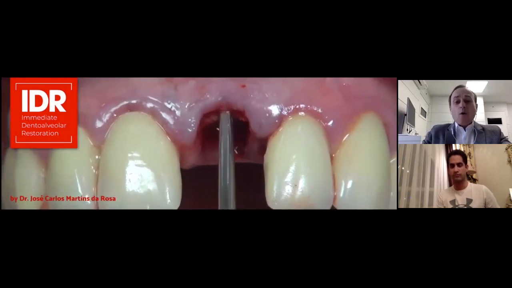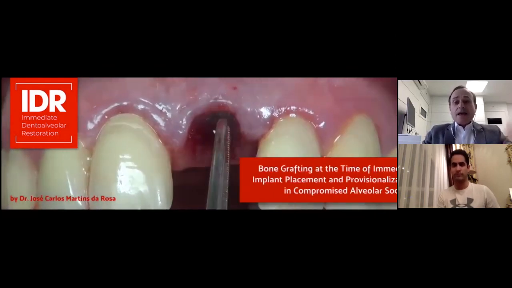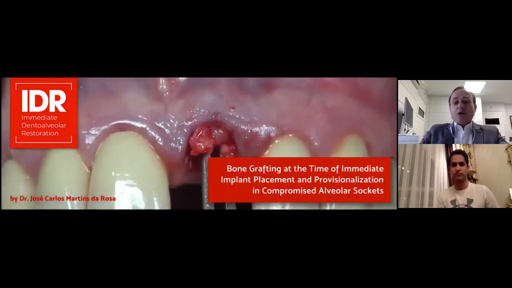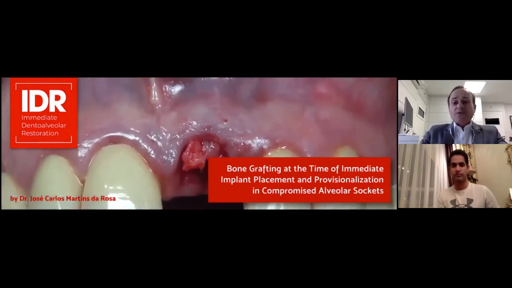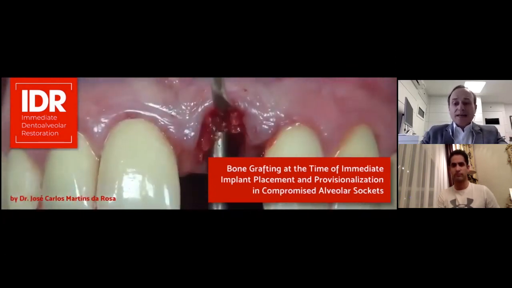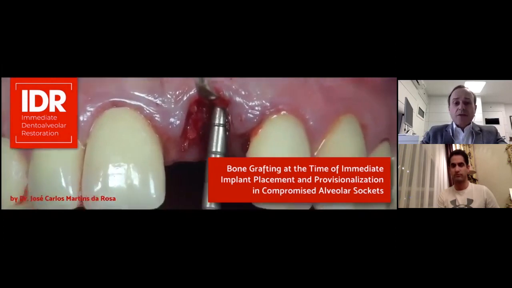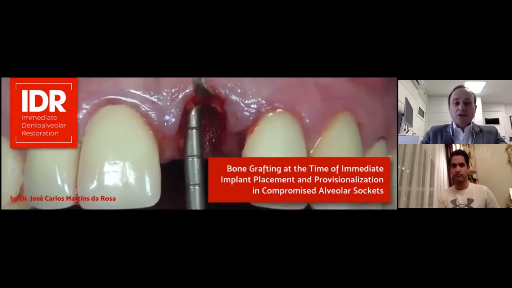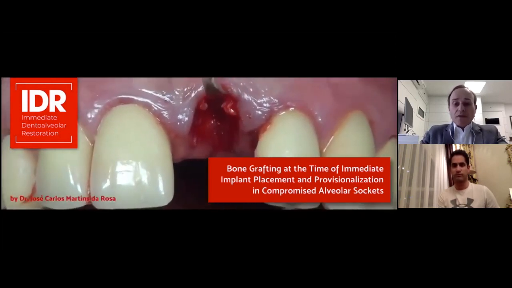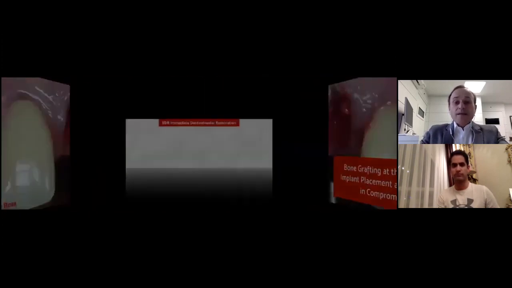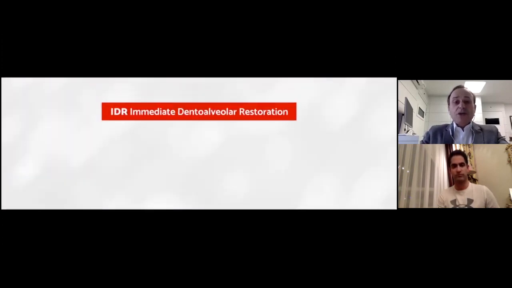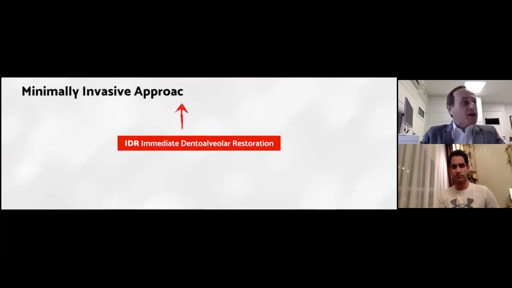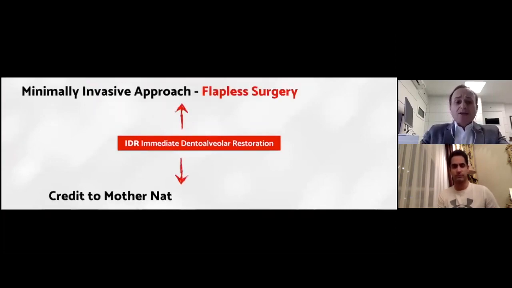it's all based on biological response. It's a bone grafting at the time of immediate implant placement and provisionalization in compromised alveolar sockets. And everything is going to be solved in one single procedure without an open flap. This is the immediate dentoalveolar restoration concept. This is a minimally invasive approach. This is a flapless surgery. But all credit goes to mother nature. We take advantage of bone biology.